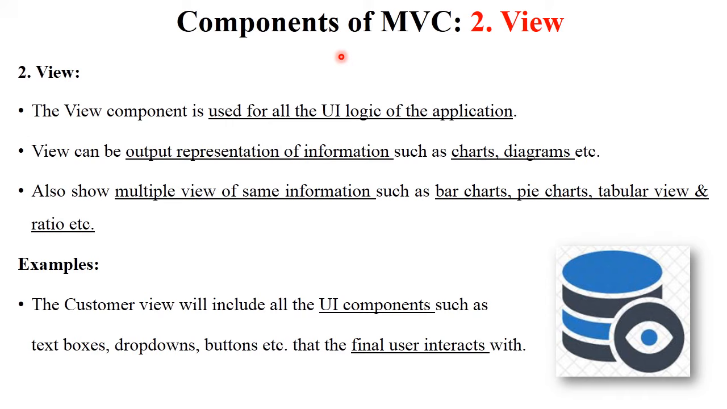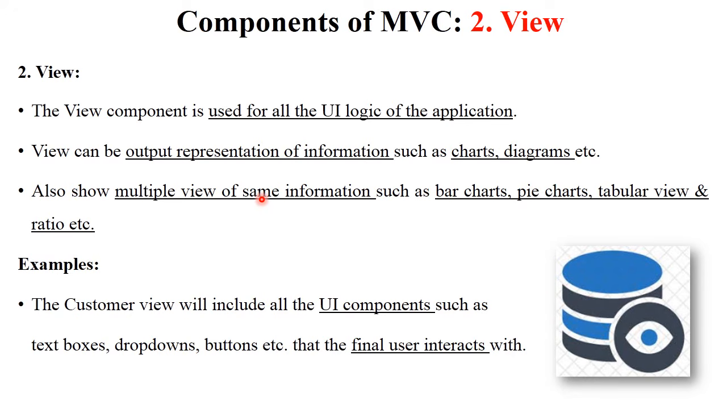The next component of model view controller is view. The view component is used for all the UI logic of the application, that is user interface logic. View can be an output representation of information such as charts, diagrams, etc. In a database, different types of information are stored, right? So this information is viewed by using charts, or in tabular format, or in data diagrams, etc. So we can show multiple views of the same information such as bar charts, pie charts, tabular view, ratio, etc.